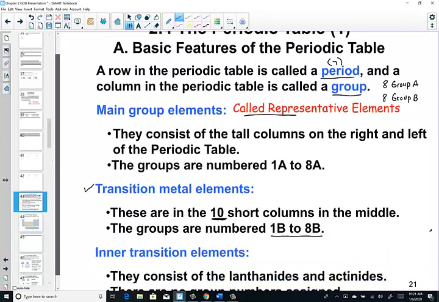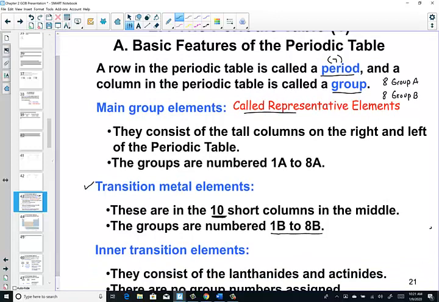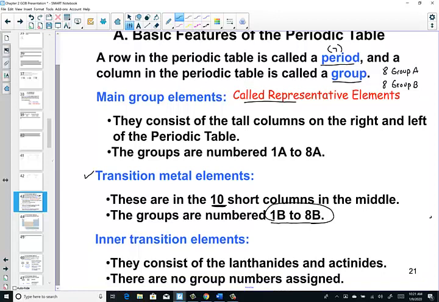We see that there are 3 main areas on the periodic table. The tall columns on the outside edges, called representative elements, group 1A to 8A. The shorties in the middle, those are known as transition metals. Transition elements have 10 short columns, but they still only have 8 group B columns. They are categorized by group B denotation. And the inner transition elements consist of period 6 and 7 with no group numbers assigned. They're known as the lanthanide and actinide series.